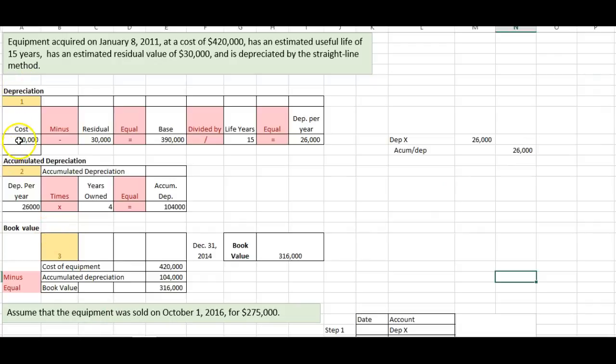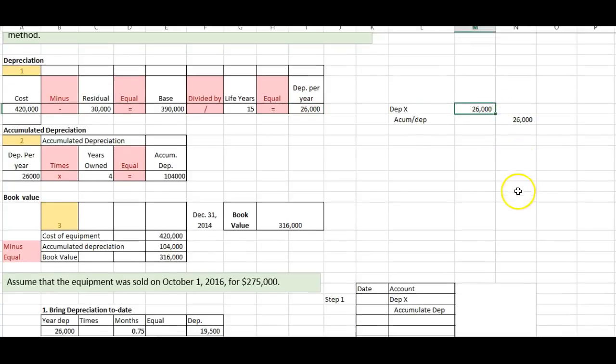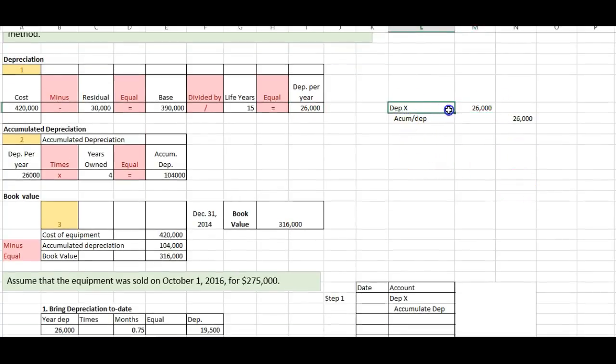So we have a cost of $420. I have a salvage or residual value of $30,000, which means my depreciable base is $390,000. And divide that by 15 years, because that's how long we're going to have it. So we're going to allocate the cost of that item over a 15-year period of time at $26,000 per year. That's pretty straightforward, and each year we will do this journal entry.